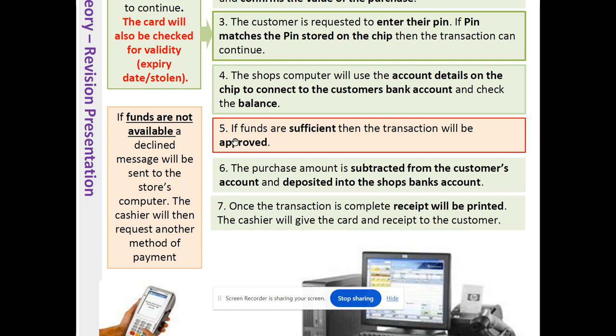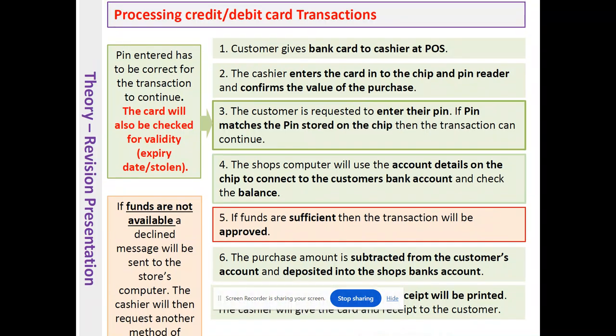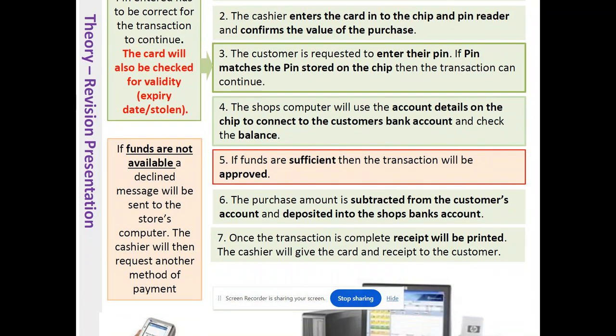But let's say, for example, we've got the right amount. The purchase amount is subtracted from the customer's account and then deposited into the shop's bank account. Once the transaction is complete, the receipt will be printed and the cashier will be given the card and the receipt. So the cashier will then give the card and the receipt to the customer. So there's 2 processing elements that take place. First, we're checking to see if the PIN's correct, if the card is still valid. The second thing is we're checking for the funds. And obviously, if we have the right amount of funds, then we can transfer from customer to the shop's bank account.